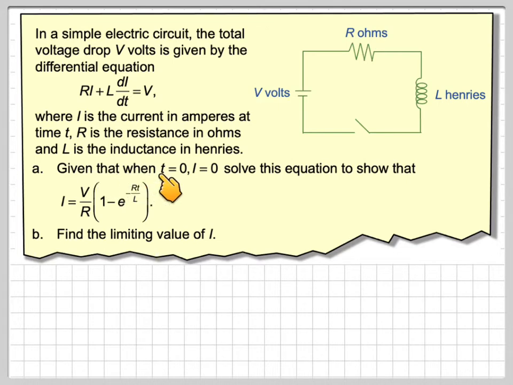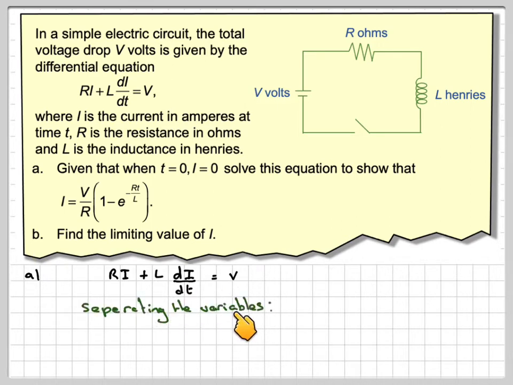Given that when t is equal to 0, i is equal to 0, solve the equation to show that i is equal to V over R times 1 minus e to the minus Rt over L. And then part B, find the limiting value of i. So what happens to i when t goes to infinity? If we write down our differential equation, Ri plus L di over dt is equal to V.